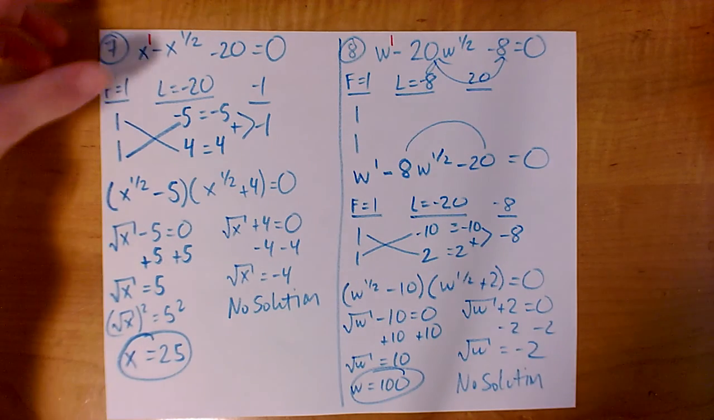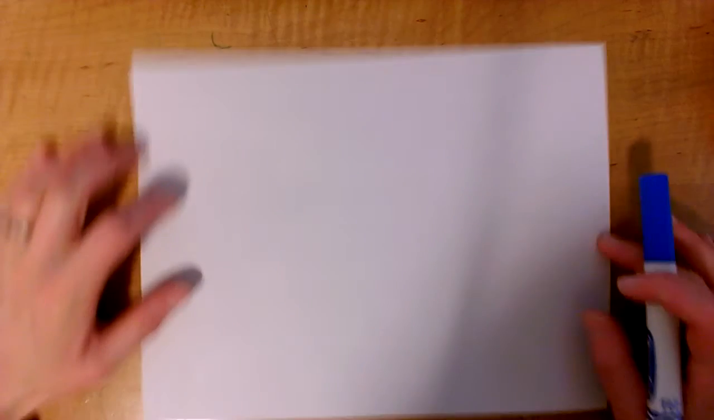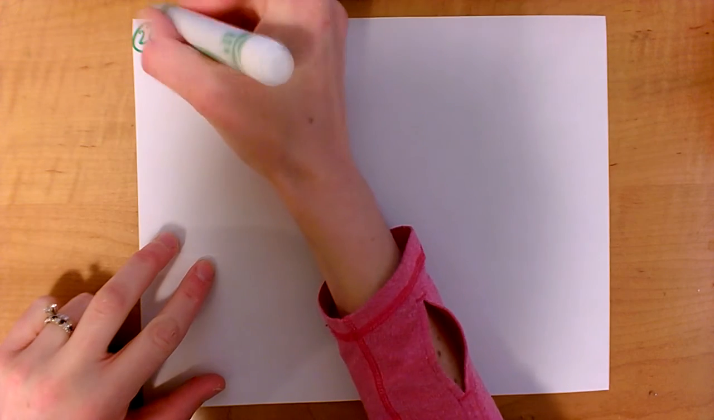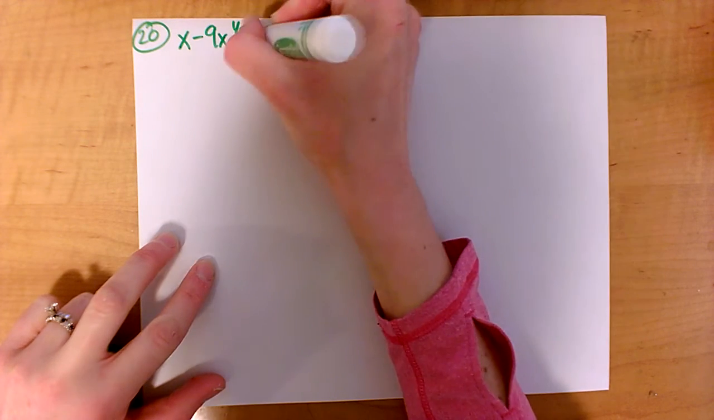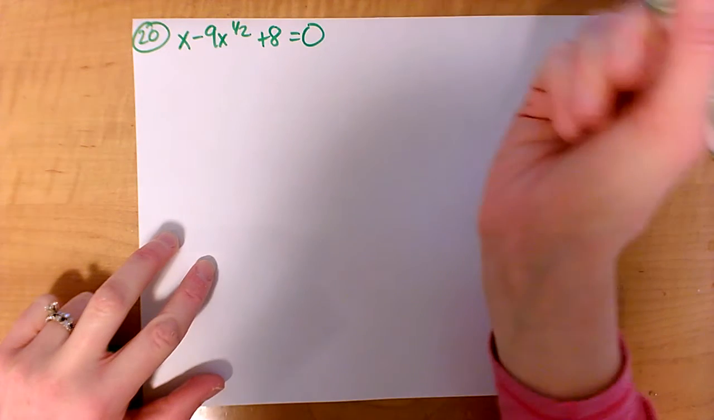Okay, so let's go on to number 20. Let's see. Alright, for number 20, we have x minus 9x to the 1/2 plus 8 is 0.